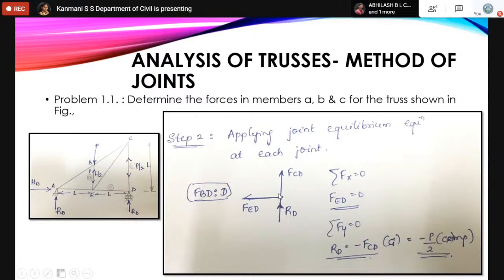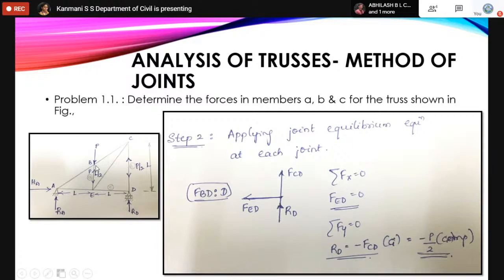If I apply sigma Fy equal to 0, plus RD plus FCD equal to 0, or RD is equal to minus FCD. So RD is nothing but P by 2. So FCD is minus P by 2. That is our compression force. Compression force is written as a symbol. It is the force which is moving towards the joint. So this is step 2, where we have applied a free body diagram at joint D.